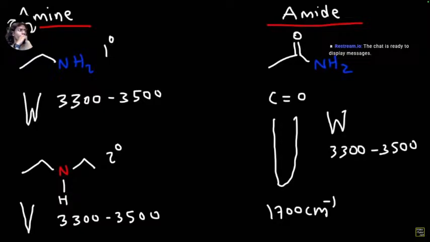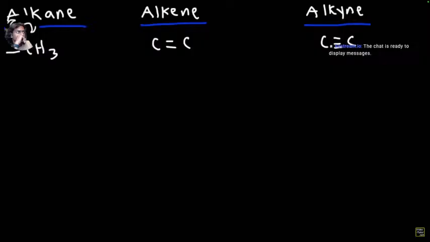So to distinguish an amide from an amine, you need to look for the presence of the carbonyl functional group. And to distinguish a primary amine from a secondary amine, look for the double peak in the primary amine and a single peak in a secondary amine. Now let's talk about alkanes, alkenes, and alkynes.